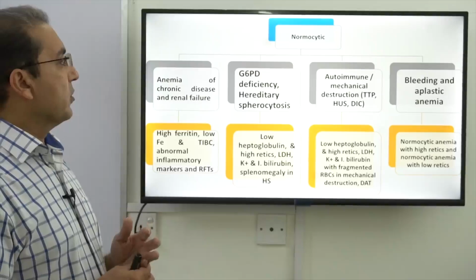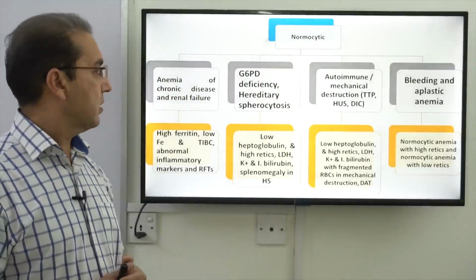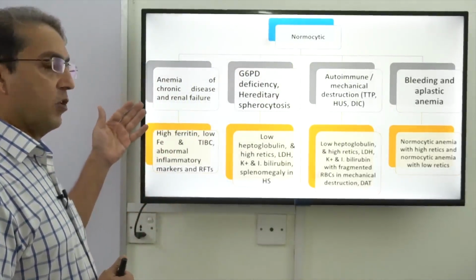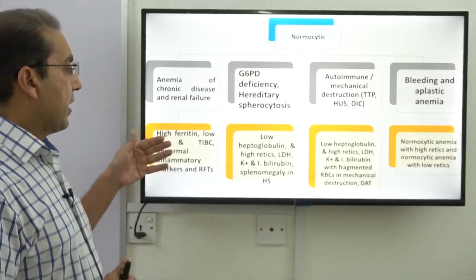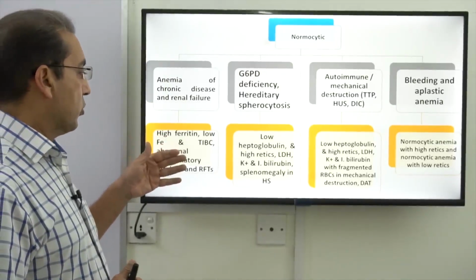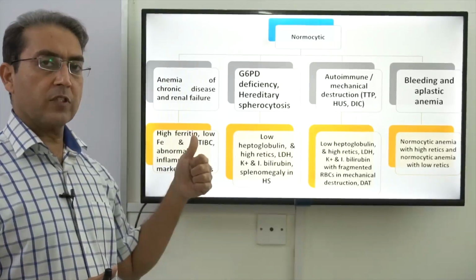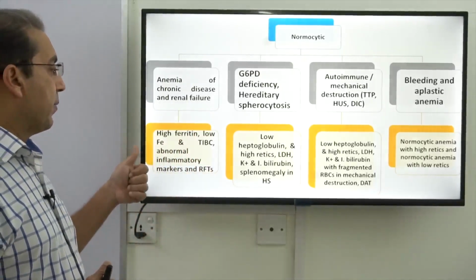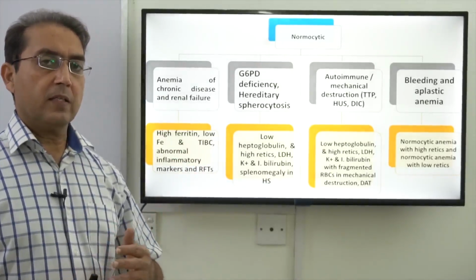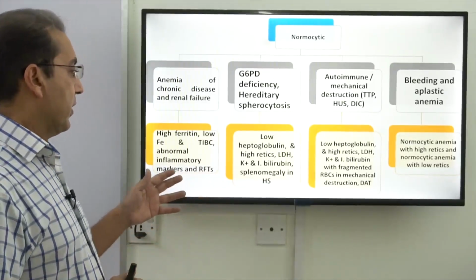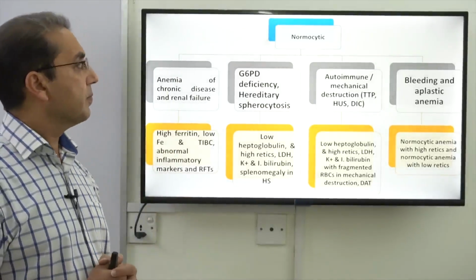And when we see the normocytic anemia, look for the presence of anemia of chronic disease and anemia of renal failure. So we go for the examination, we find the ferritin is high, the iron is low, the TIBC is also abnormal, it's low, and we get high transferrin saturation. And there may be abnormal inflammatory markers. For example, the ESR may be very high, the CRP may be high, and we can check the renal function test to rule out renal failure.